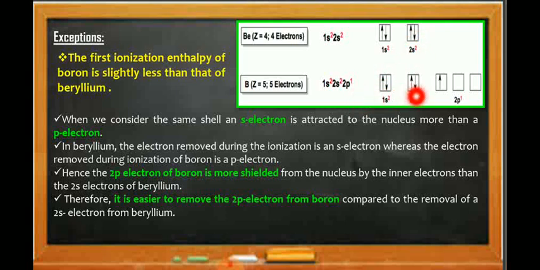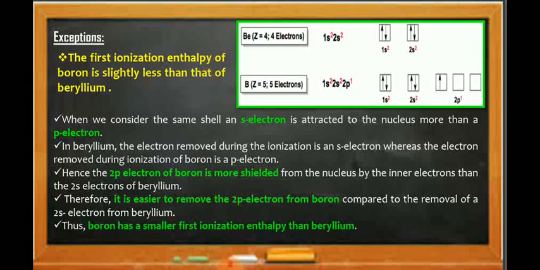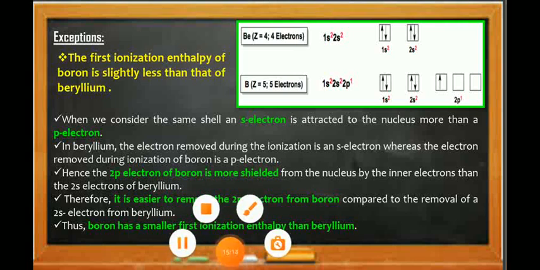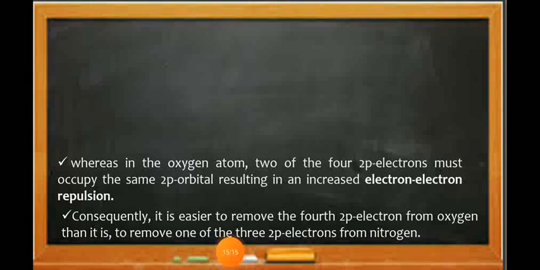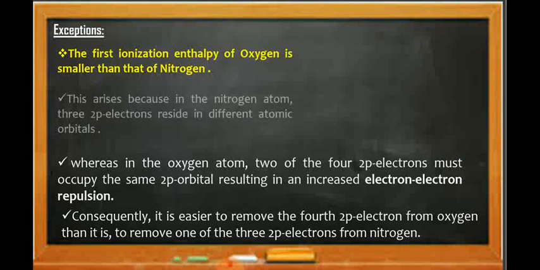Therefore, since the removal of the last 2p electron from boron is easier, it has less ionization enthalpy than beryllium. Thus boron has a smaller first ionization enthalpy than beryllium. This is the first exceptional case. We'll see one more exceptional case here.